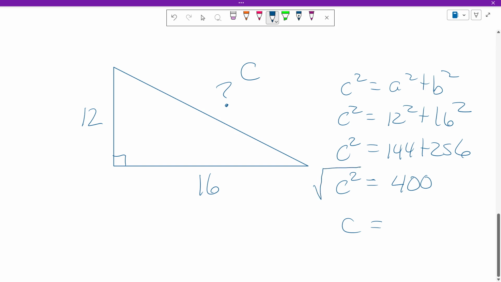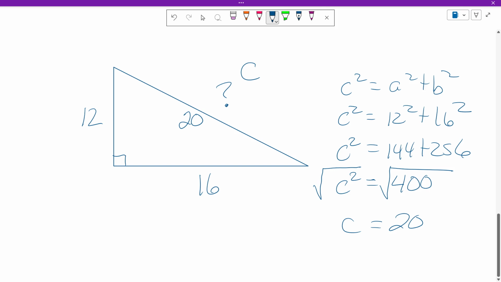What is that symbol? It's a square root. So we take the square root of c squared and the square root of 400. What's the square root of 400? 20.